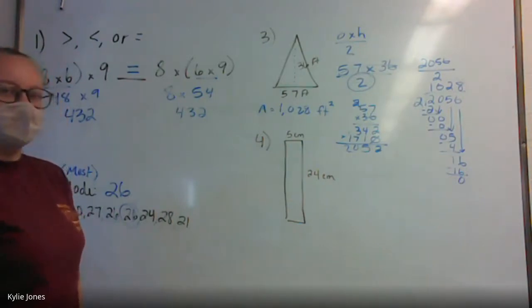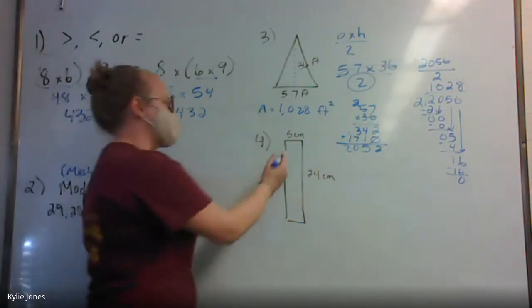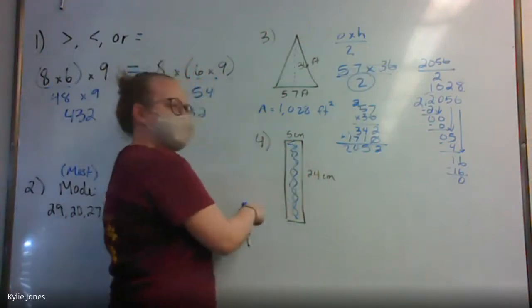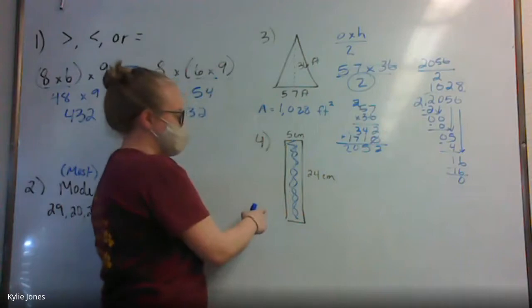All right. Number 4, we're finding the area of this rectangle, finding this space right here, right? How do I do that? How do I find the area of a rectangle? Length times width.